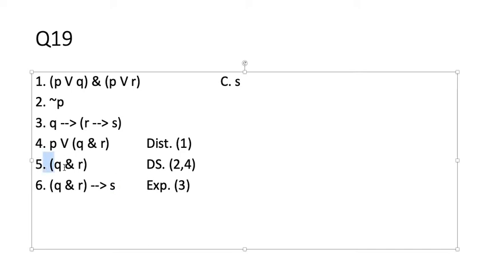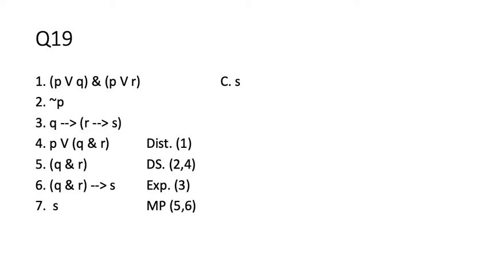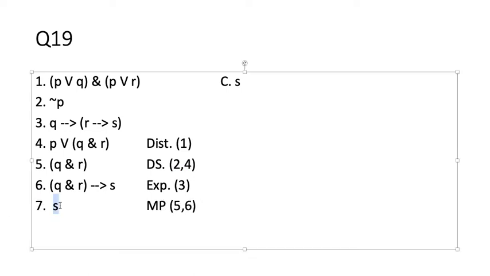And now look at what I have on 5 and 6. I can do modus ponens on that. Modus ponens 5 and 6 to get me S. Now let's just show an alternative way of doing this one. Okay, so I could have just wait, no, we don't want to cross this one out.